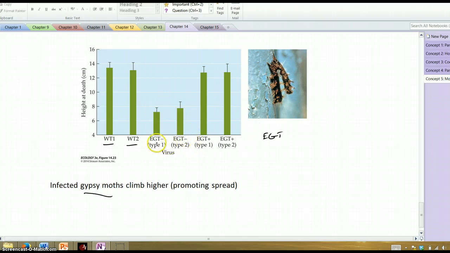So what they did was they engineered some of the virus that did not have this particular gene, and some of the virus where they removed the gene and then reinserted it. And you can see the one where the gene has been removed, those moths do not climb nearly as high, which would make the pathogen, a virus in this case, less likely to spread. And those that were re-engineered to have the gene act like the wild type virus, the normal type virus, promoting higher climbing and facilitating spread of the pathogen. Okay, that's it for chapter 14.